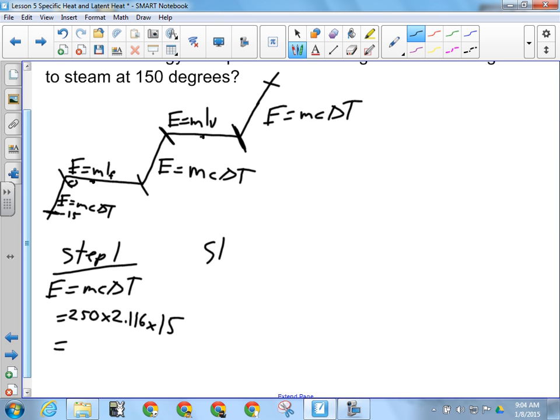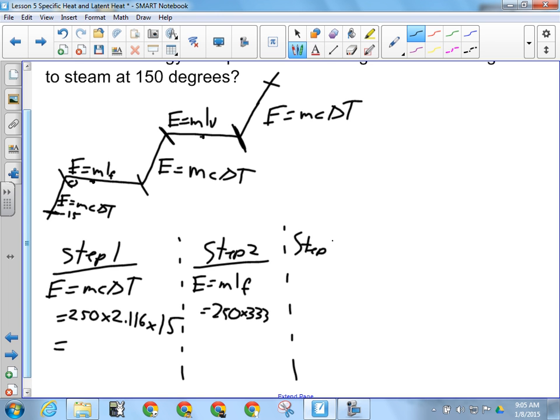For step 2, we'll do the calculating in a minute. For step 2, we have E equals mLf. Is the mass still 250? Will the mass be 250 through the whole question? Yes, because I can't create matter and I can't destroy it in a physical change. Agreed? Or in a chemical change or any other change for that matter, because that would violate the law of conservation of mass. 250 times 333 joules per gram.